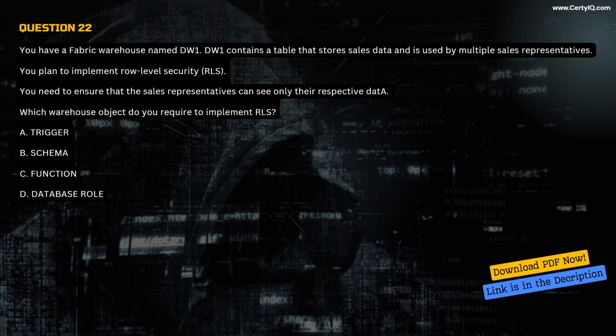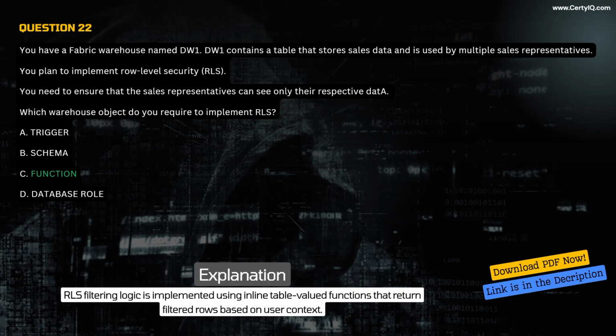A. Trigger. B. Schema. C. Function. D. Database role. Correct answer C. Function. Explanation. RLS filtering logic is implemented using inline table-valued functions that return filtered rows based on user context.